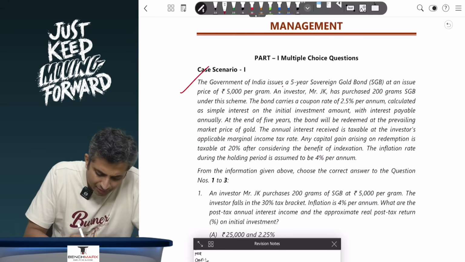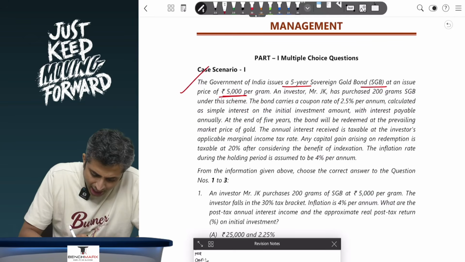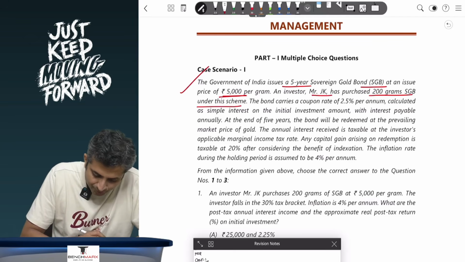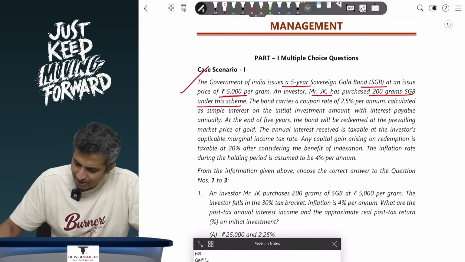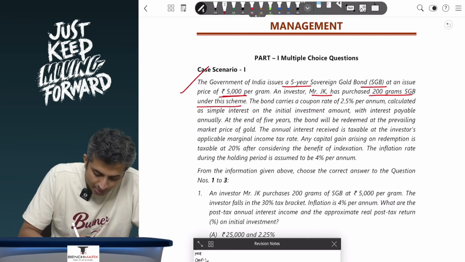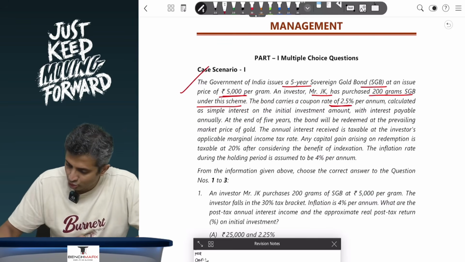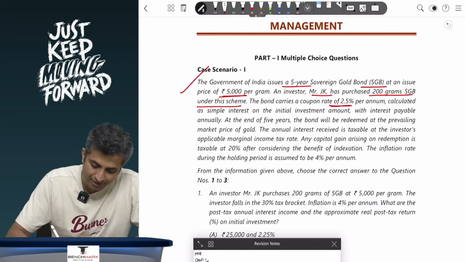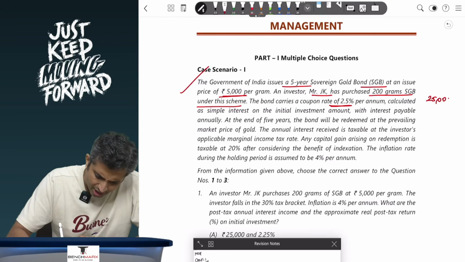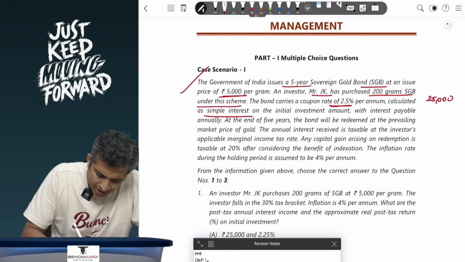Let's review. The government of India issues a 5-year sovereign gold bond at an issue price of 5,000 per gram. An investor, Mr. JK, has purchased 200 grams under this scheme. So I must have, per gram is 5,000 into 200. I must have invested 10 lakhs. The bond carries a coupon rate of 2.5%. So 10 lakhs into 2.5% comes to 25,000, which will be my interest. Calculated as simple interest on the initial investment amount, with interest being payable annually.